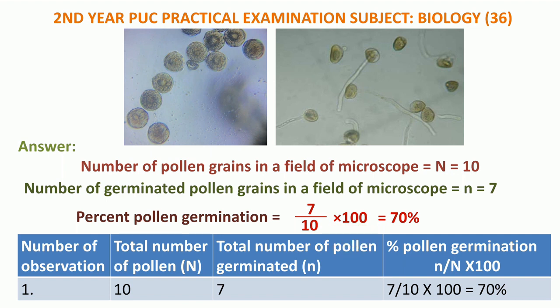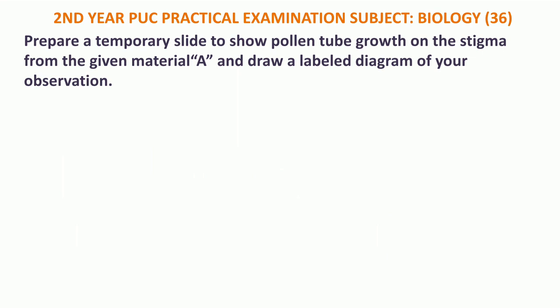There is no need to write the procedure, because slide preparation carries 3 marks, and for calculating the percentage of pollen germination you will get 2 marks. So there is no need to write the procedure in the answer sheet. And one more question in question number 1: Prepare a temporary slide to show pollen tube growth on the stigma from the given material A and draw a labeled diagram of your observation.